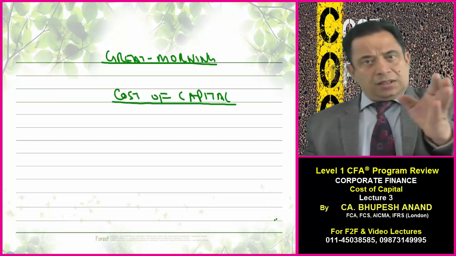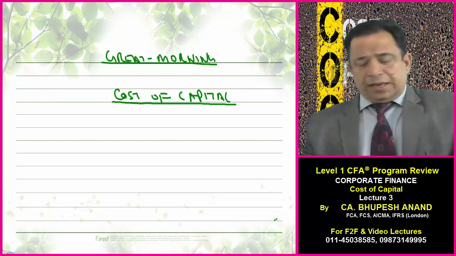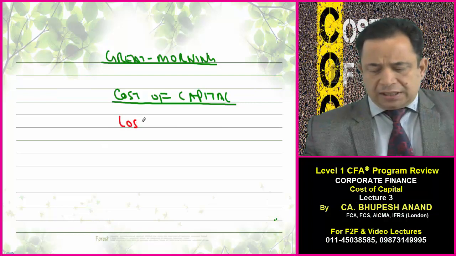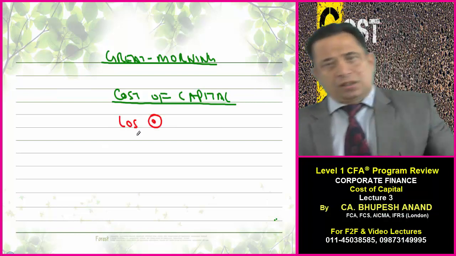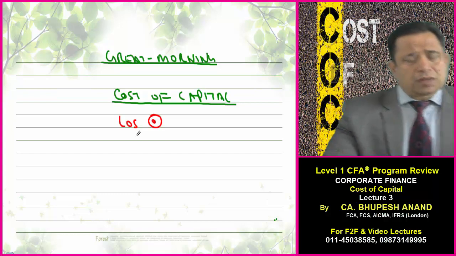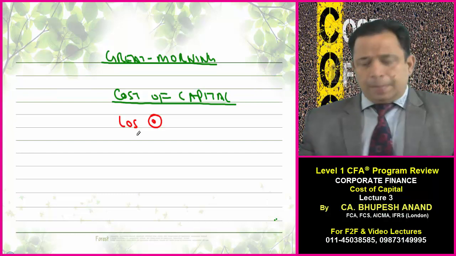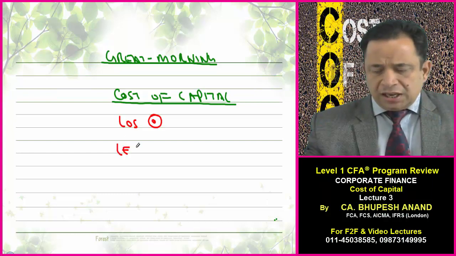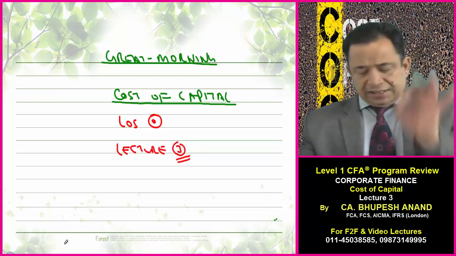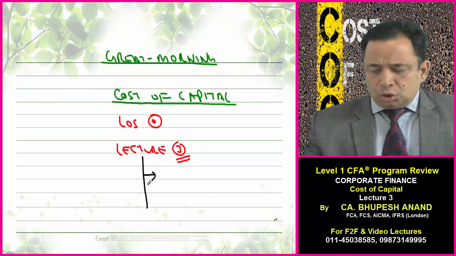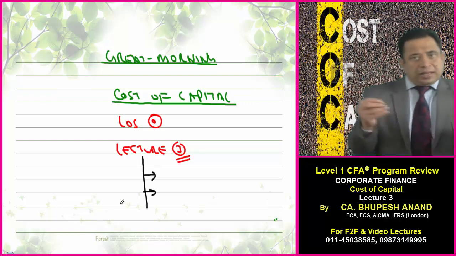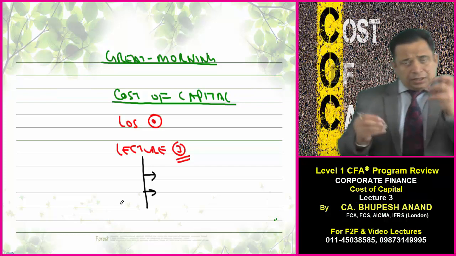We have already discussed two lectures, and in those last two lectures I discussed learning outcome A: what is the meaning of weighted cost of capital and what are the sources of funds. In today's lecture number 3, I will be focusing on two learning outcomes because I have to link some learning outcomes in this cost of capital.